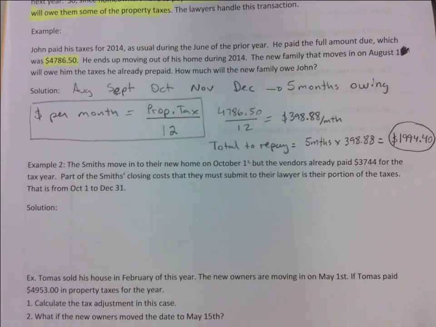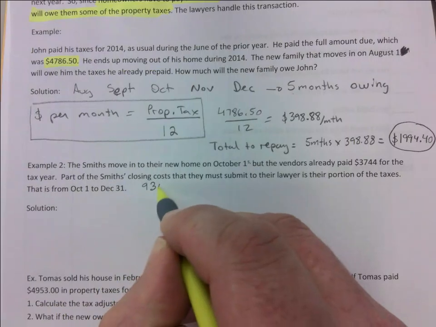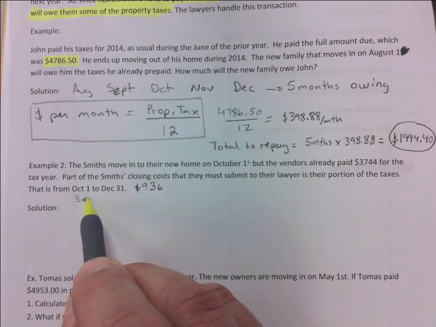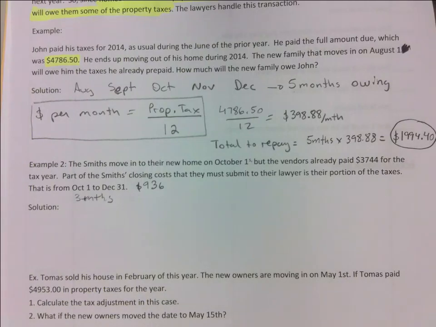Can you try example 2? And I will give you the answer. It's supposed to be $936. By the way, 3 months worth of property taxes has to be repaid in this case.